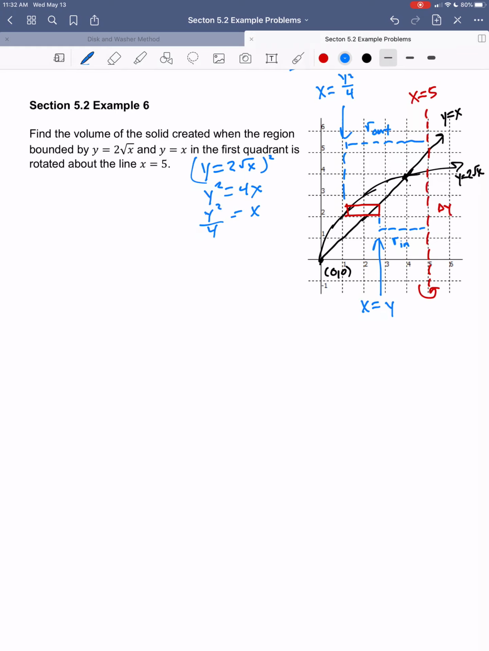So my outer radius is this distance. It's an x distance. I take the right minus the left. So the right x coordinate is 5. The left x coordinate is y squared over 4. So I get 5 minus y squared over 4. For my inner radius, that's this distance. My right x coordinate is 5. My left x coordinate is y.